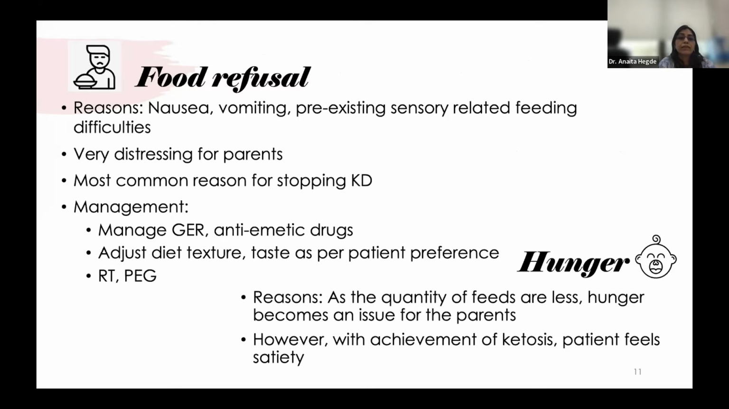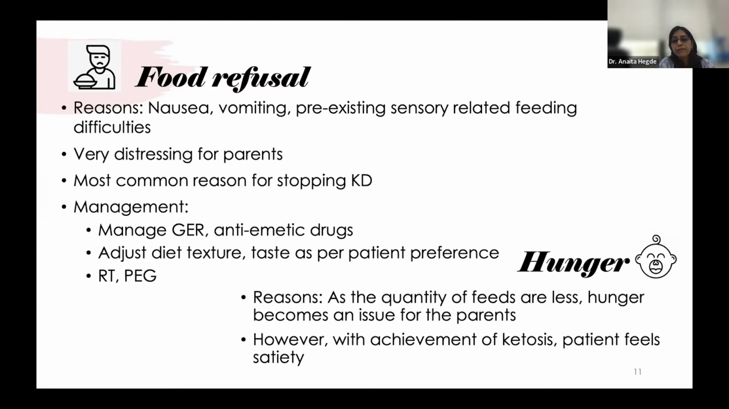Food refusal. The reason for food refusal could be nausea, vomiting, or pre-existing sensory-related feeding difficulties. It can be very distressing for the parents, as suddenly there are a lot of changes happening and the child is refusing to eat, which can cause a lot of stress. The most common reason for stopping the KD has been food refusal. Management is through managing the GER and using anti-emetic drugs if there is vomiting. We have to adjust the diet texture as per the taste and preferences of the patient for better acceptability. Ryle's tube or PEG feeding can be considered.